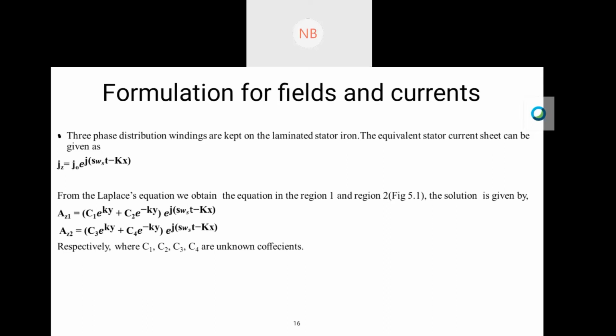and omega s is the supply frequency in radian per second. So now applying the Laplace equation in both the regions, I have calculated the vector potential for region 1 and region 2, which is given here.